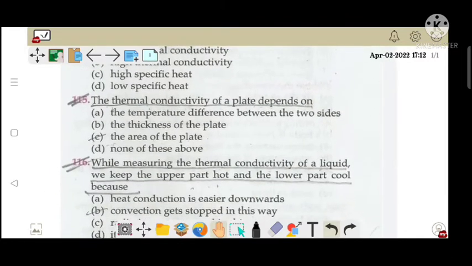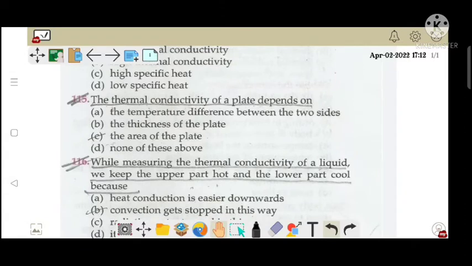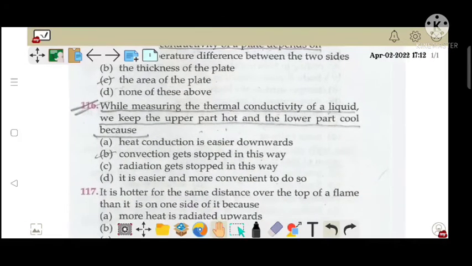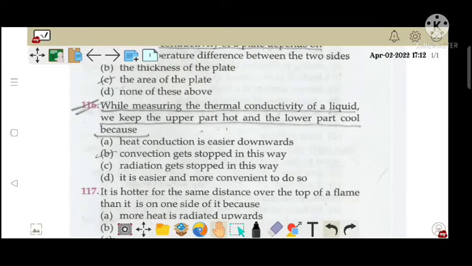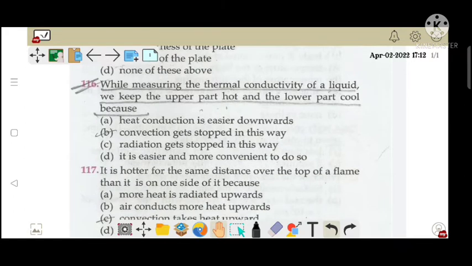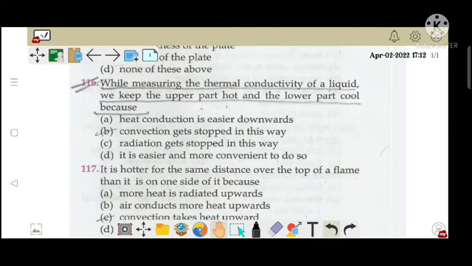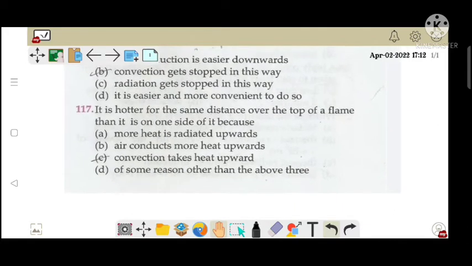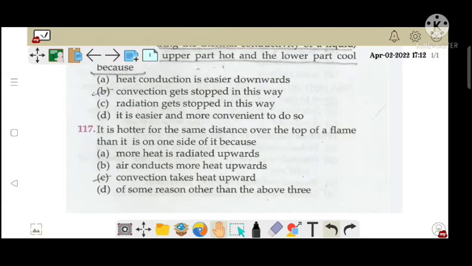Thermal conductivity of a plate depends on the area of the plate. While measuring the thermal conductivity of a liquid, we keep the upper part hot and the lower part cool. Convection is stopped in this way. The hot air is found to move in the same direction some distance over the top of a flame, because of convection, which takes the heat upward.